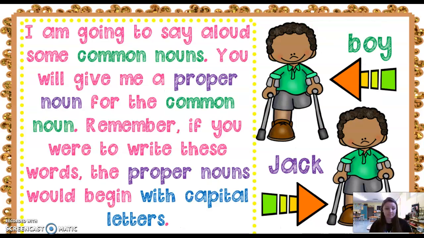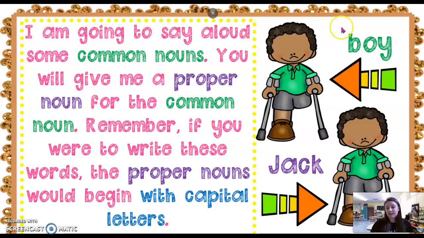of a building. So I'm going to say some common nouns, and I want you to tell a proper noun that goes with that common noun. If you need to pause the video to think of one, you can do that. Okay, and if you were to write down these words, remember your proper noun would begin with what kind of a letter? With a capital letter.